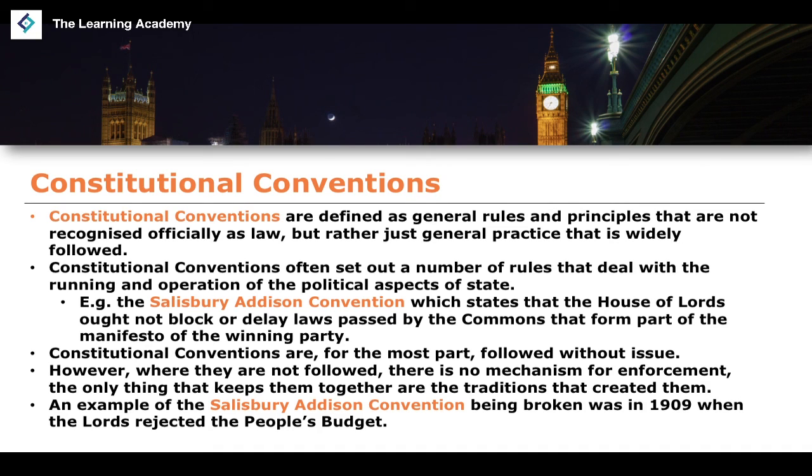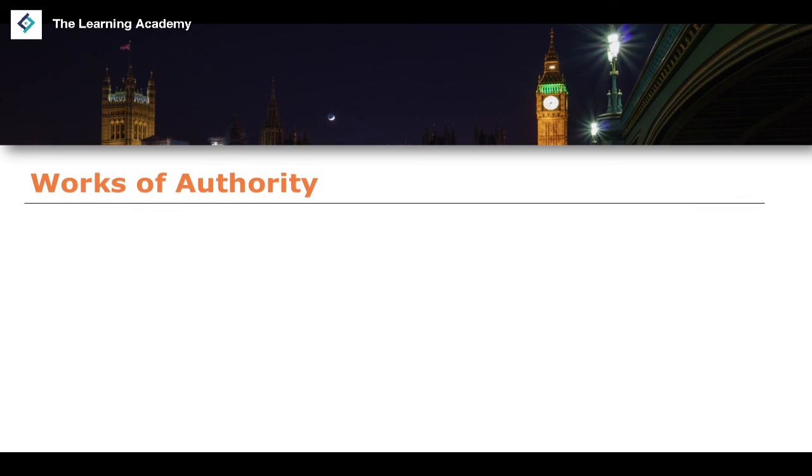An example of a breach of the Salisbury-Addison Convention was in 1909, when the House of Lords rejected the so-called People's Budget. So you can break the Salisbury-Addison Convention, you can break the Convention of Collective Responsibility, you can break all the kinds of constitutional conventions, but it's generally poor practice to do so, and generally most people don't.